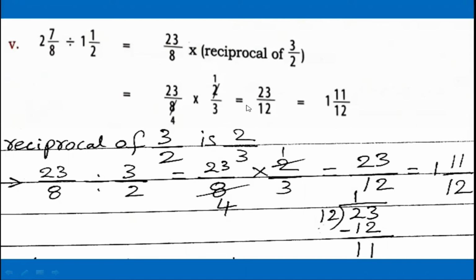Now here 4 twos are 8. Strike off 8, strike off 2. And here write 4 and on the top write 1. 23 into 1 is equal to 23. 4 threes are 12. So if we divide 23 by 12, the answer we will get is 1 11 by 12.